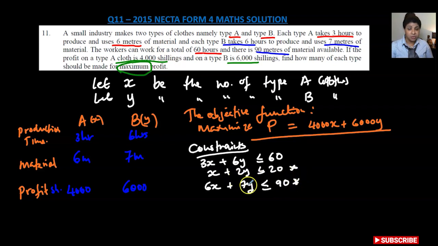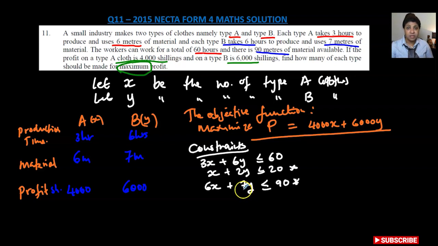Now you need to make sure that all the units are the same. In this case, the units are all the same. The times are in hours and the measurements are in meters. If not, you must convert and they have to all be the same. Okay, so I've got 2 more constraints.